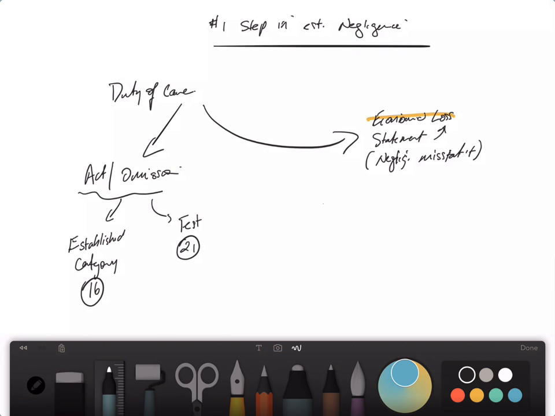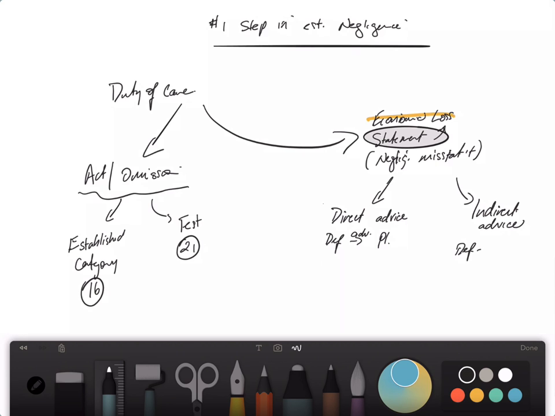If we're not dealing with this kind of act or omission, and we're dealing with some form of statement leading to economic loss, then there are two different situations. In the first situation, we're dealing with direct advice, okay, where the defendant gave advice to the plaintiff. In the second, we're dealing with indirect advice. So the defendant gave advice to someone else, let's call them a client, and then they gave advice to the plaintiff. The test for the direct advice situation is on slide 28, and for the indirect situation is slide 30.